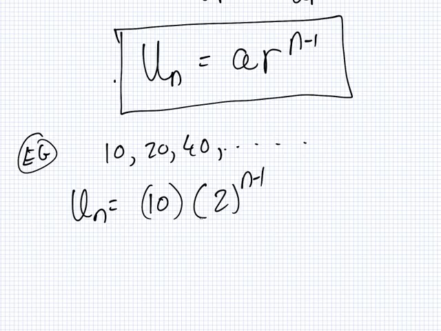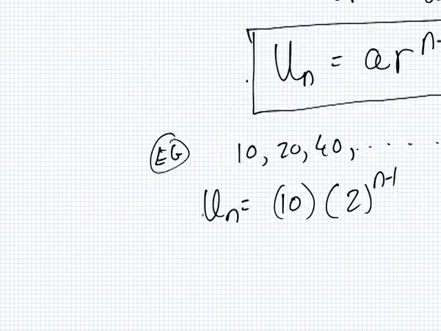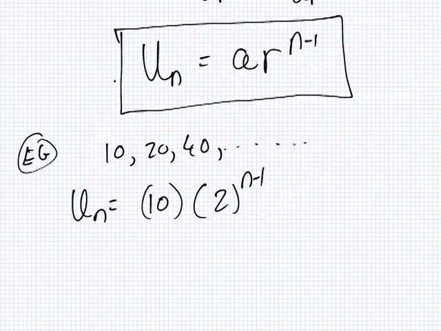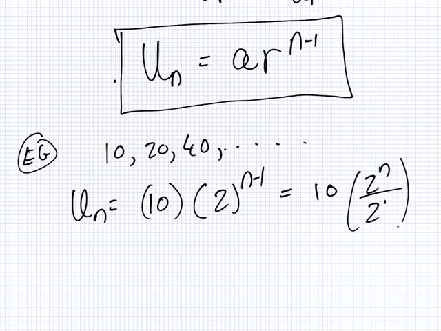Now, I know we haven't done powers yet, and we will do a lesson on it. But just to note, if you had something like x power a minus b, you can write that as x^a over x^b. That's okay if you didn't know it, but it is useful here because I can change this into 10 times 2^n over 2^1. 10 divided by 2 is 5. So it's 5 times 2 power n, which is the simplest I can make it.